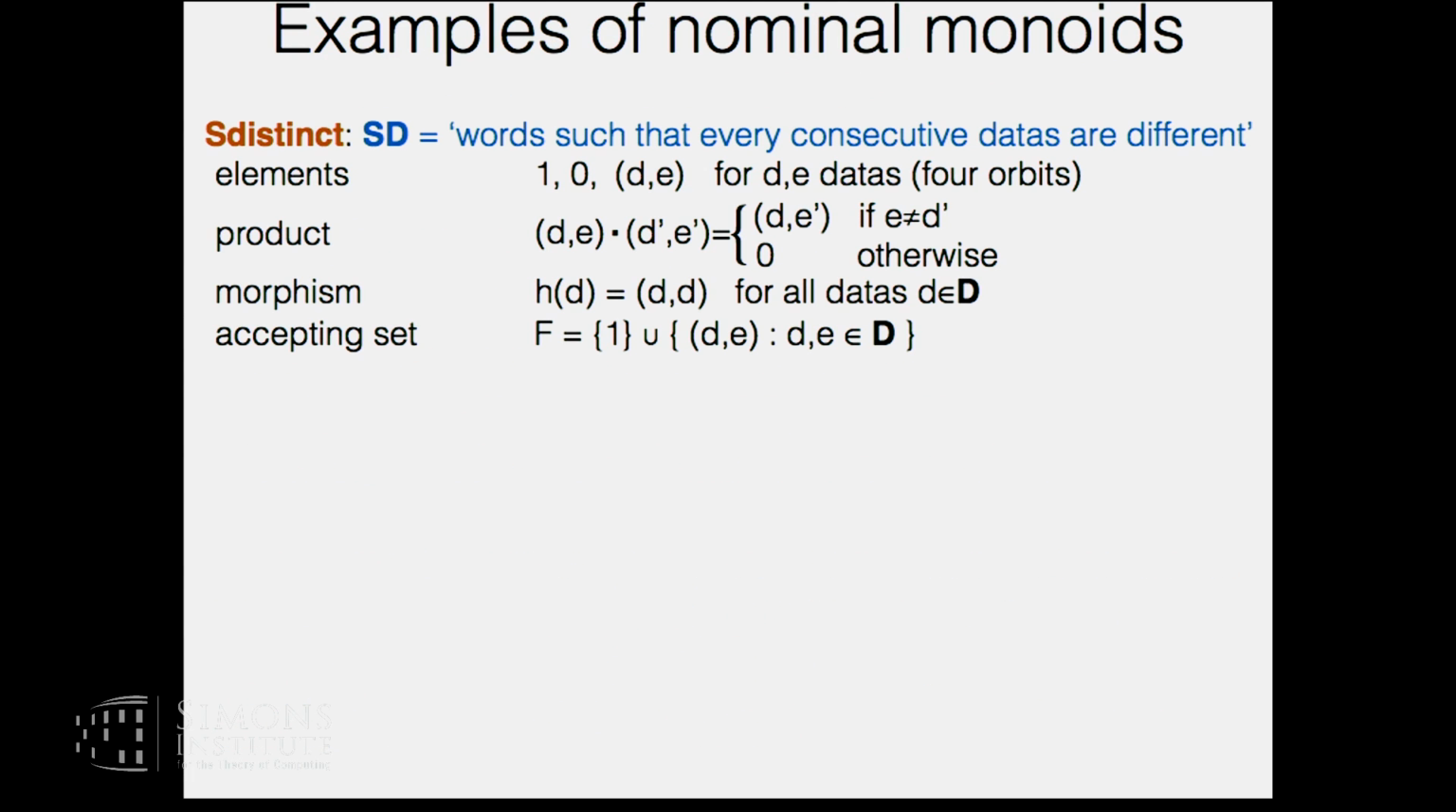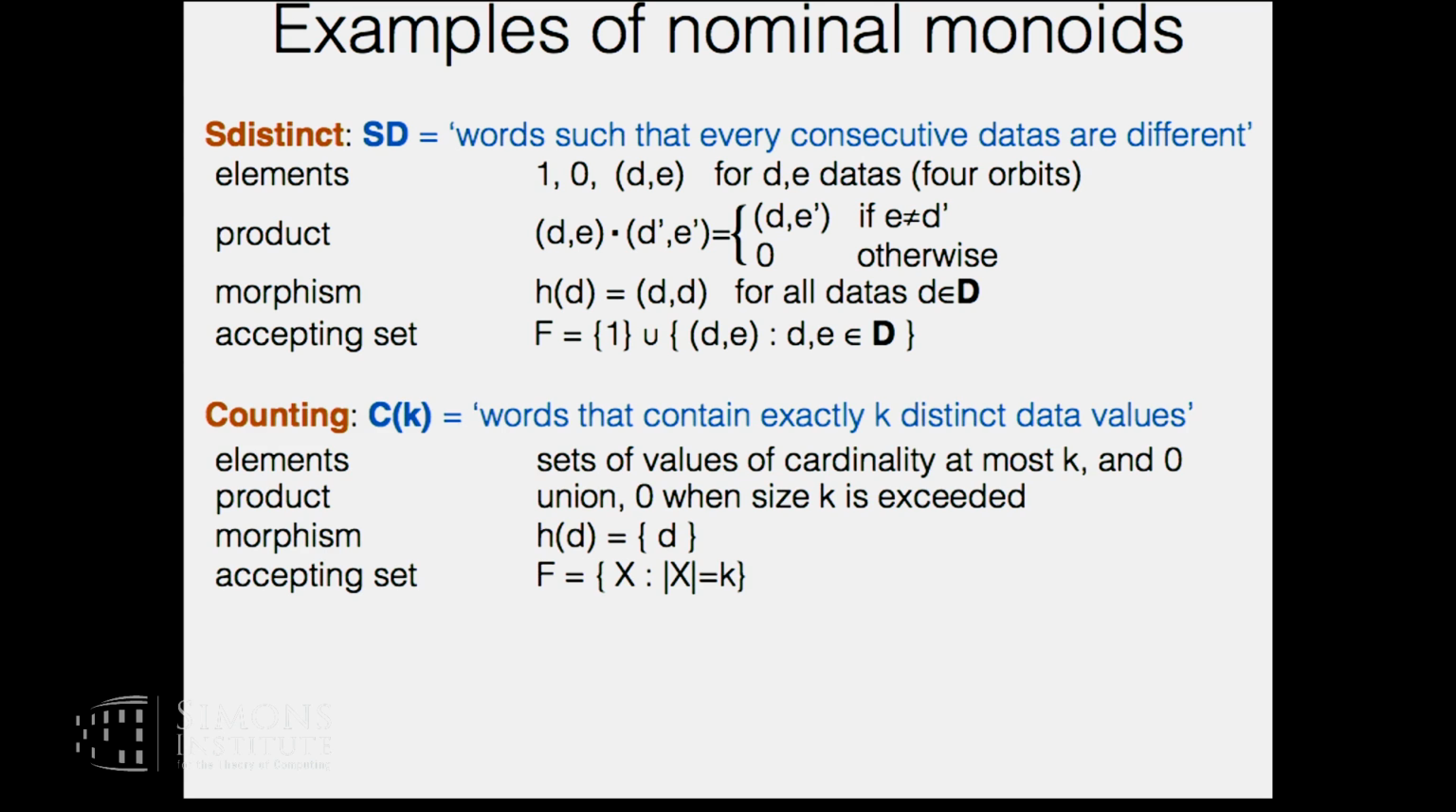So we have other examples here. Words such that every consecutive data values are different. It's the same thing, but now we have a 0, which is the absorbing element of the monoid. And whenever we make the product of two words, we carefully check that the data values at the meeting point are different. Otherwise, we fall down to the 0 element, since there are two consecutive values that are equal, right? And otherwise, well, that should be just d squared.